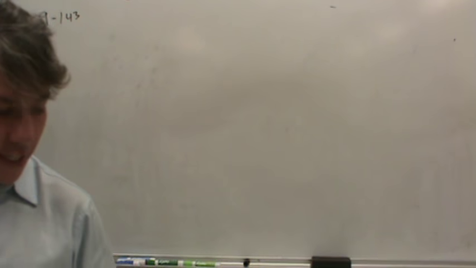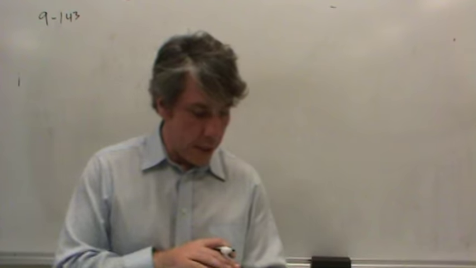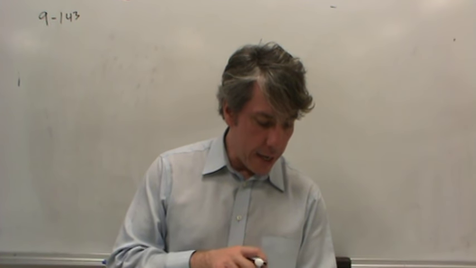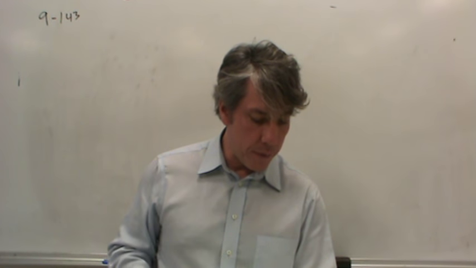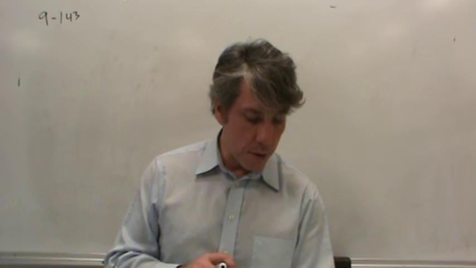This is problem 9-143. It's on page 548. A turbojet aircraft is flying with a velocity of 320 meters per second at an altitude of 9,150 meters, where the ambient conditions are 32 kilopascals and negative 32 degrees Celsius.